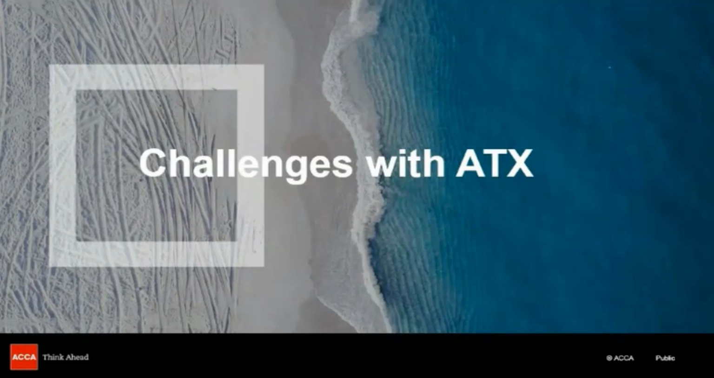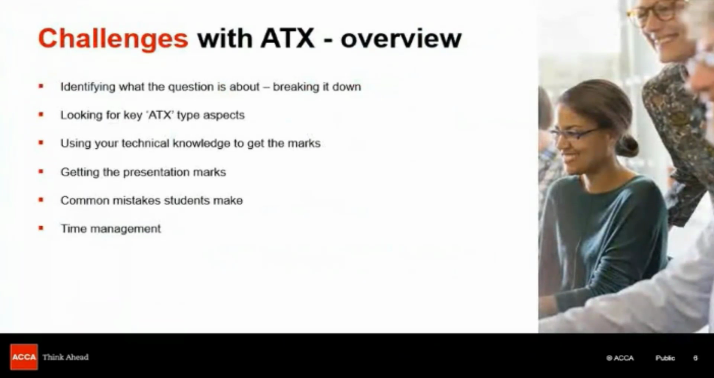Let's look at the challenges with ATX. Here are some of the challenges students typically face. Identifying what the question is about. These are big questions, and when you first see them, they can sometimes seem a bit daunting. They throw you onto the back foot. But let me tell you, every question breaks down into smaller questions, and we're going to show you how that is the case in the particular December 2020 question. Tax as a topic breaks down into smaller questions, and once you've broken it down into more manageable, smaller questions, it is much easier to get the marks.